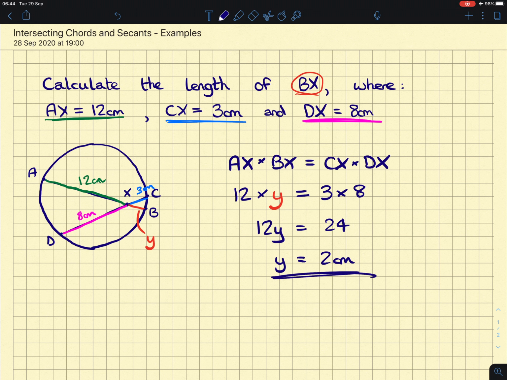Now, generally speaking, these diagrams will always have a note saying not drawn to scale. But it should look kind of right. So 2 as a value for this kind of makes sense when you look at the 3 that's beside it.